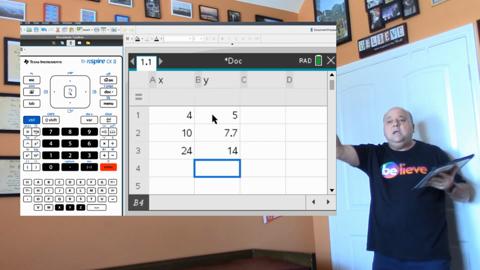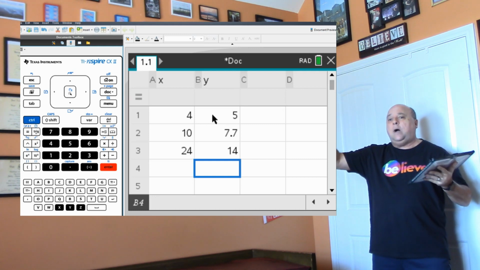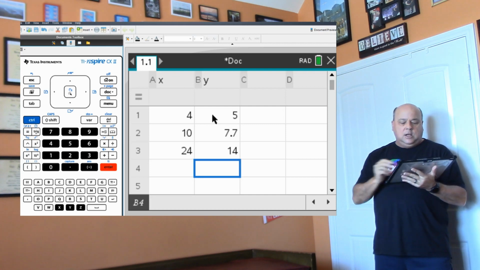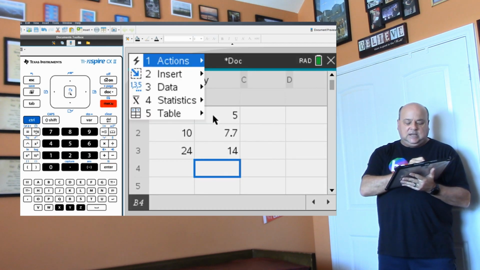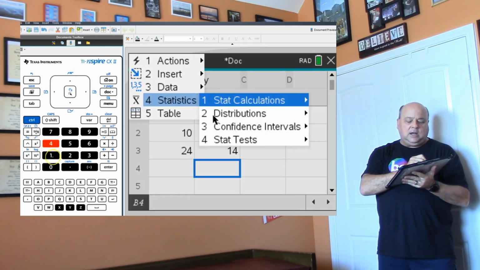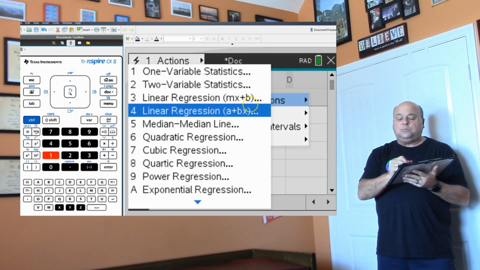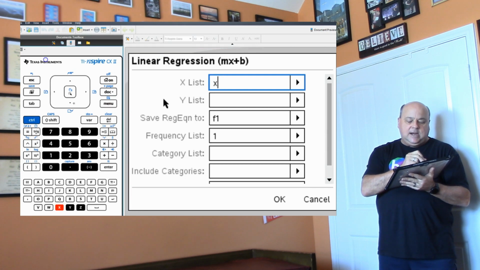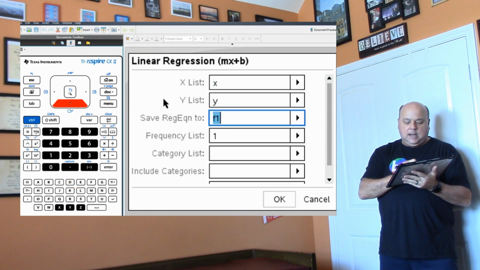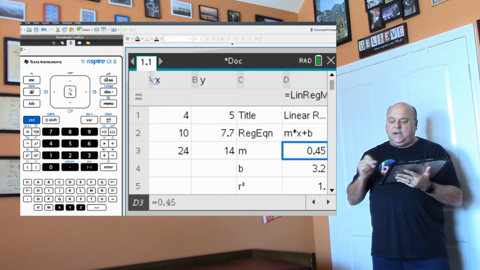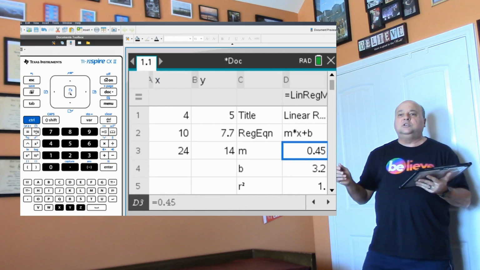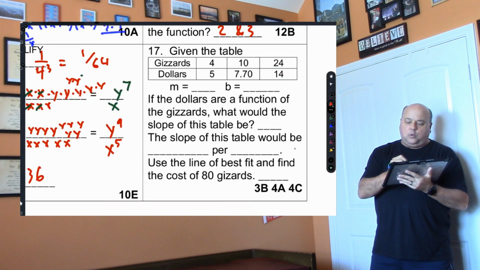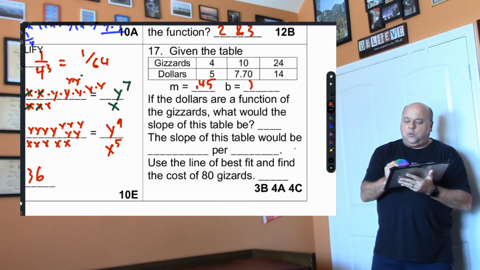Now then I'm going to hit Menu 4, 1, 3, X down, Y down, Enter. So we're going to hit Menu. Statistics is 4. Stat calculations is 1. The mx plus b is the 3 one. Then X down, Y down, and Enter. And bam, right here's my slope. So my slope is 0.45 and my y-intercept's 3.2. Okay, so 0.45 and 3.2.